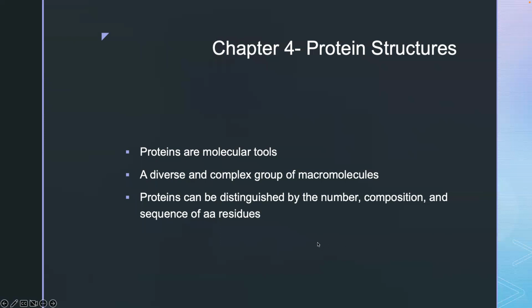Proteins can be distinguished by the number, composition, and sequence of their amino acid residues, which we talked about for the last exam. What's really important here is that if there are mutations in those amino acids, there can be a loss of protein function. And going into this, hopefully you already have them memorized, but you do have to memorize the amino acids. So I'm just going to run through them pretty quickly and point out some highlights.